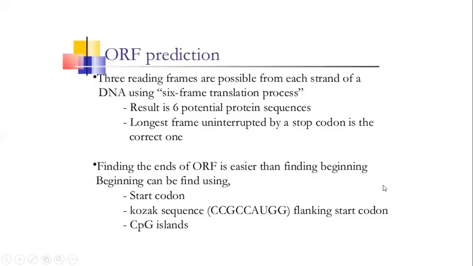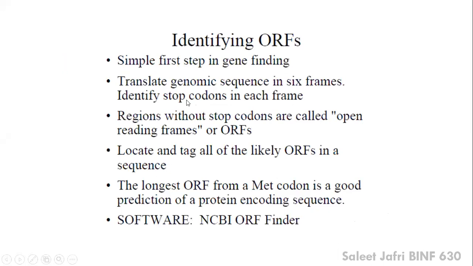We looked into ORF prediction, with some more text given here: taking the 6 possible protein sequences, the longest frame can be taken. Finding the ends of an ORF is easier than finding the beginnings. If you look at the beginning, you look for a start codon ATG, and a specific sequence upstream of ATG, the start codon. Some islands, CpG islands, will help you identify that. It's a first step.